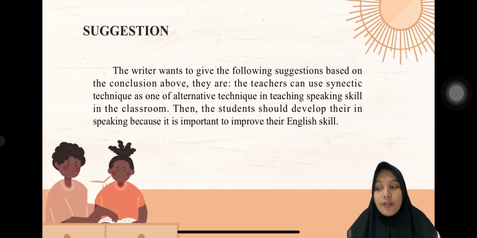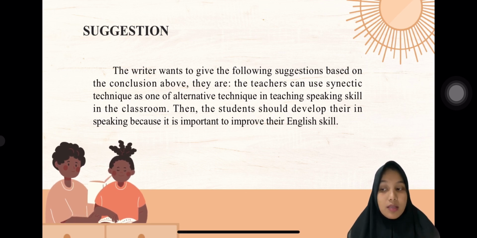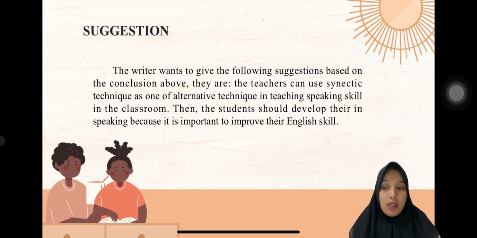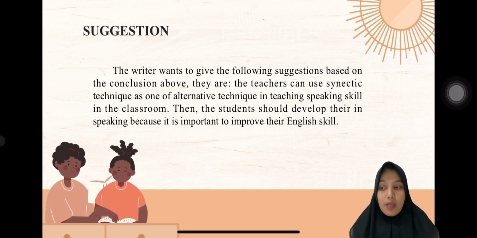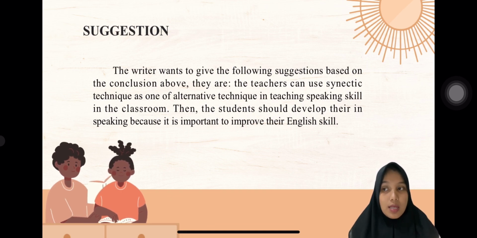Suggestion. The writer wants to give the following suggestions based on the conclusion above. They are: the teacher can use the synthetic technique as one alternative technique in teaching speaking skills in the classroom. Then the students should develop their own speaking skill because it is important to improve their English skill.